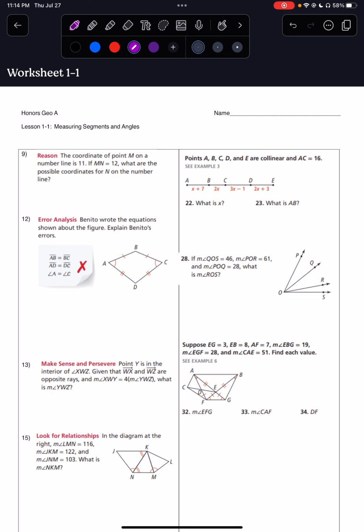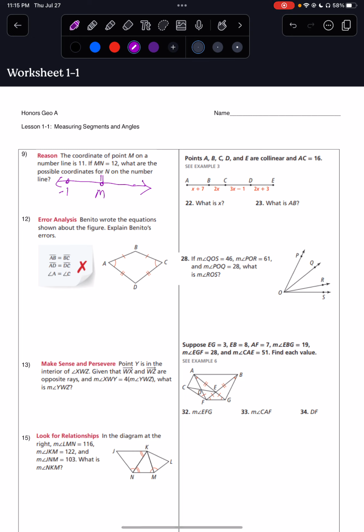If MN equals 12, what are the possible coordinates for N on the number line? So let's see, if we've got a number line here and the coordinate of point M is 11, so we'll put an 11 right there. Then if MN equals 12, N could be over here. And if it was 12 to the left on the number line, that would put it at -1.